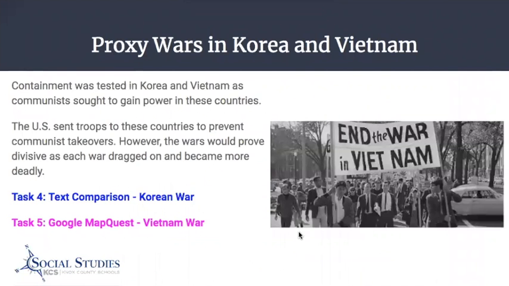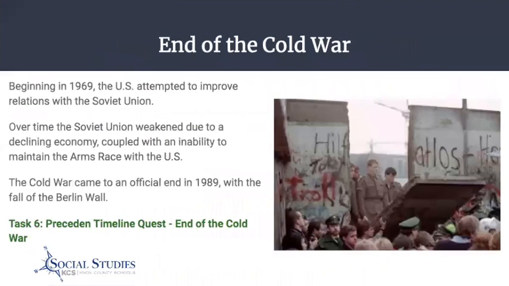we come to the late 60s, early 70s, and this will be the decline of the Cold War. So beginning in 1969, the US is going to attempt to improve relations with the Soviet Union. So each United States president from 1969 up until 1989 is going to have their own ways of trying to improve relations with the Soviet Union. Over time, the Soviet Union is going to be weakened due to a declining economy. So if we recall the idea of containment, many strategists thought that the Soviet Union would eventually fall due to a declining economy. And that's essentially what's going to happen.